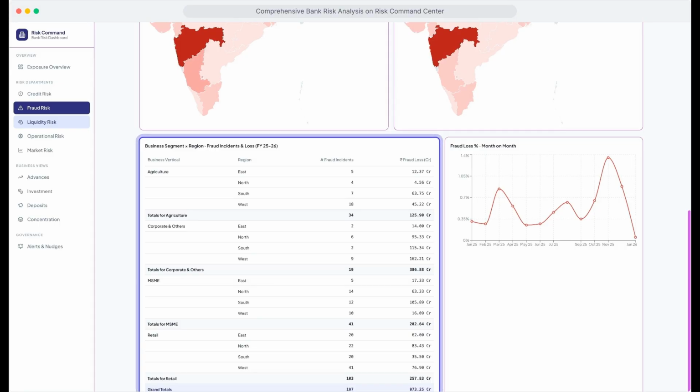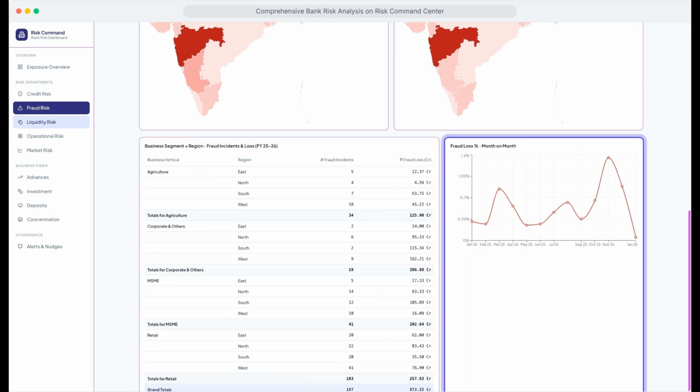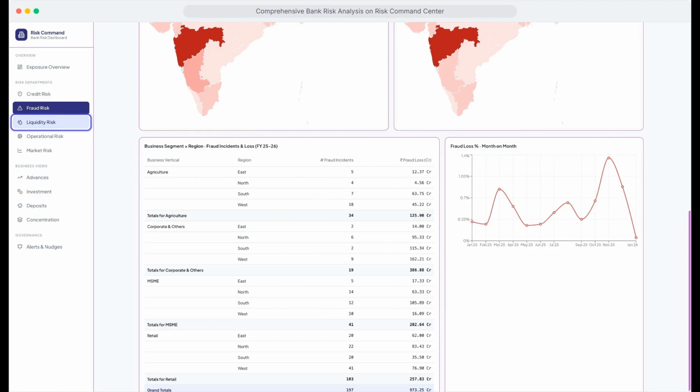This helps users compare fraud exposure across agriculture, corporate, MSME, retail, and regional combinations. It also helps identify whether fraud is concentrated in a specific segment-region combination rather than spread evenly across the bank. The fraud loss percentage trend shows how fraud losses are moving as a percentage over time. This helps the risk team identify abnormal spikes and investigate whether the increase is driven by a one-off event, repeated vulnerability, or emerging pattern. Next, we move to liquidity risk.